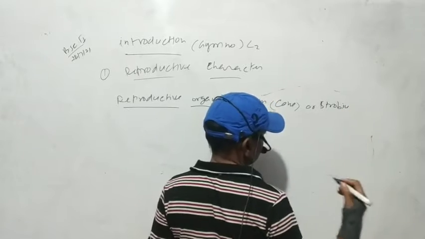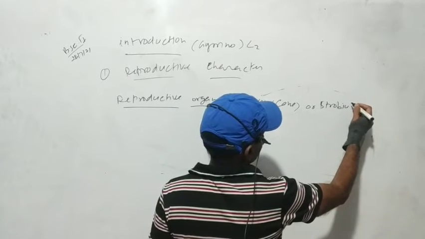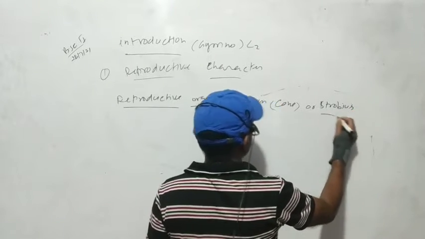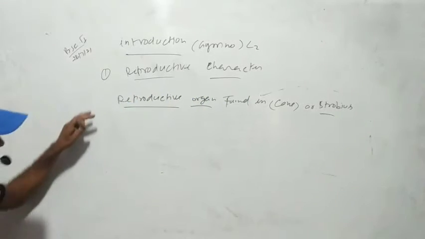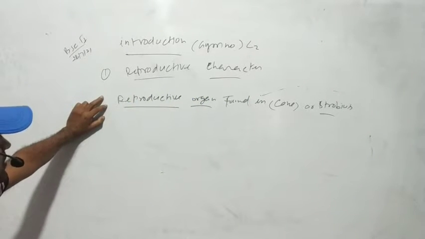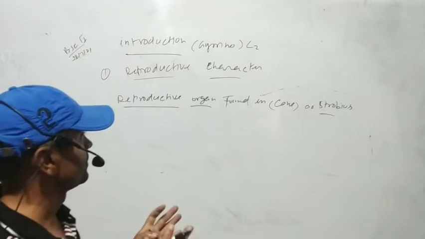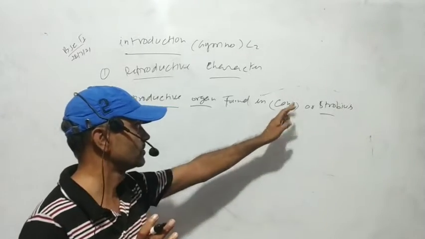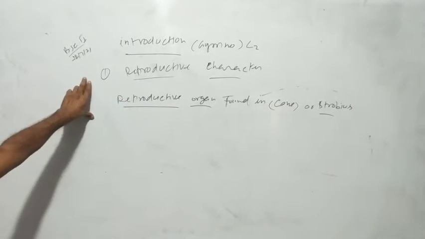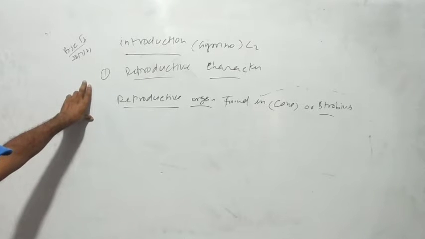This organ is called a cone or strobilus. Just last class I taught you that when the sporangia are in compact form, they form a cone. Also we can say strobilus. The reproductive organs are mostly found in the cone or strobilus.